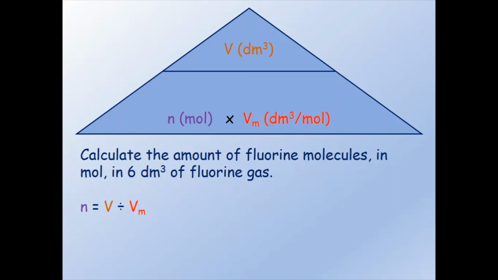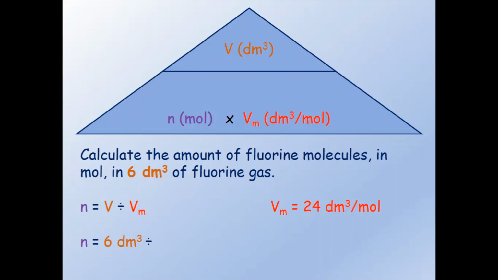The volume is given in the question, it's 6 dm³, and Vm we had to remember because it was the same for every gas, it's 24 dm³ per mole. Now we just have to plug those two numbers into our equation, so we get n equals 6 dm³ divided by 24 dm³ per mole, and this gives us an amount of fluorine molecules of 0.25 mole.